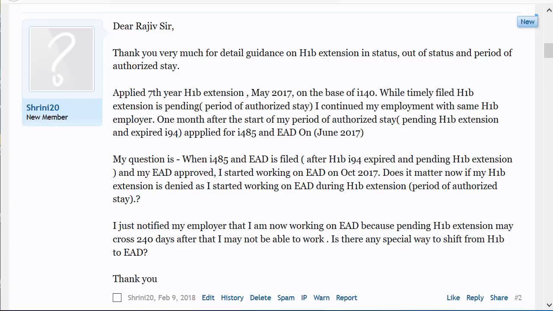So let's look at the question real quickly. Applied for, I continue my employment with the same H1B employer. 240 days are expiring. When I-485 and EAD is filed after H1B I-94 expired and pending H1B extension. Now here's another issue here. I don't know if this is an issue in your case. You applied for 7th year H1B extension in May 2017, 1 month after the start of my period of authorized stay, pending H1B extension and expired I-94, applied for I-485.